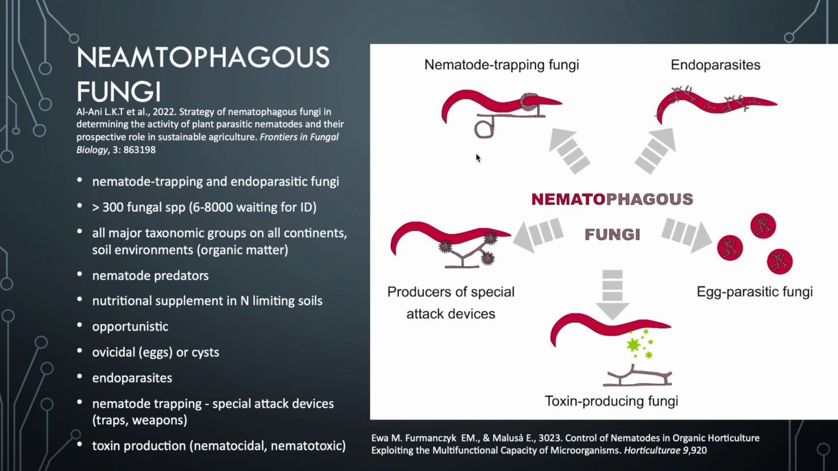And that includes the nematode trapping fungi. They actually create these elaborate structures to actually entrap nematodes. The endoparasites have their life cycle within the nematode and then grow out of the nematode. There are the egg parasitic fungi that consume eggs, and the toxin producing fungi that stunt or paralyze the nematode and then consume it. And there are also fungi that produce all kinds of attack devices that are quite harmful to the nematode, to kill the nematode before they consume the creature.